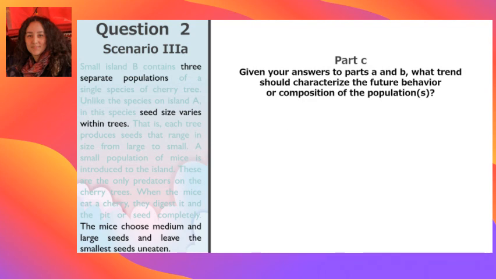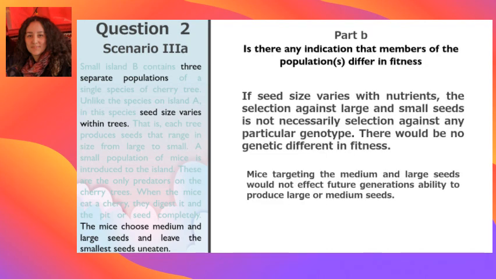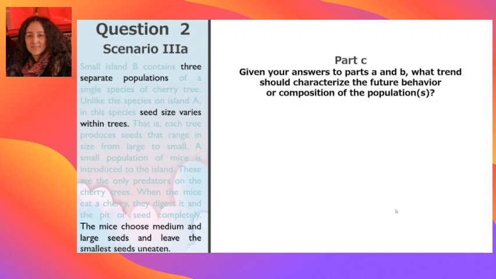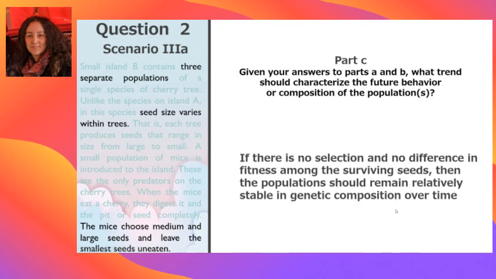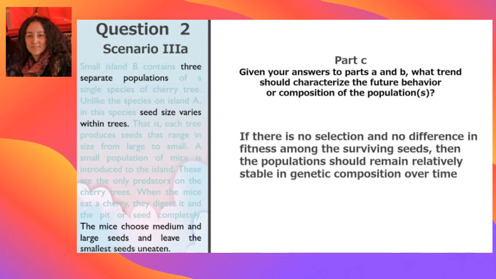So again, like this point here, just because the mice are targeting those medium and large seeds, we're not affecting future generations' ability to produce those seeds. So populations should remain relatively stable in genetic composition over time.